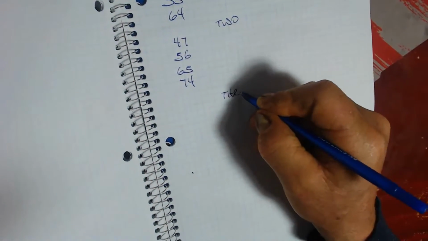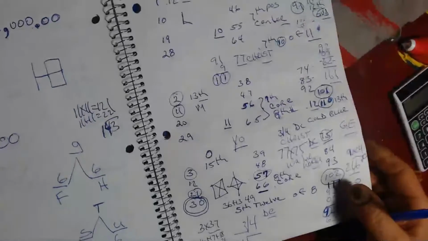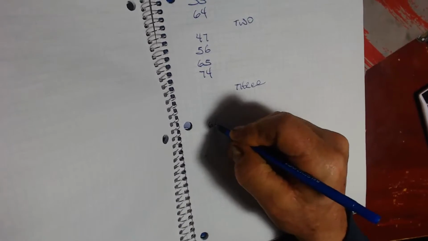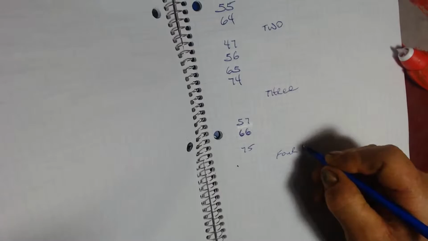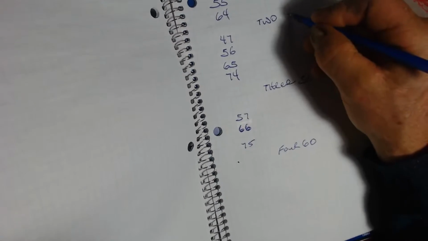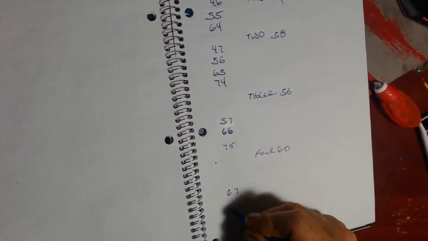Number 3, the center of number 3 is 66. Is that correct? 66, 57. Whoop, it's too close. 66, we have 57 and 75. Number 4. Number 4 is 67, 76. 58, 85.